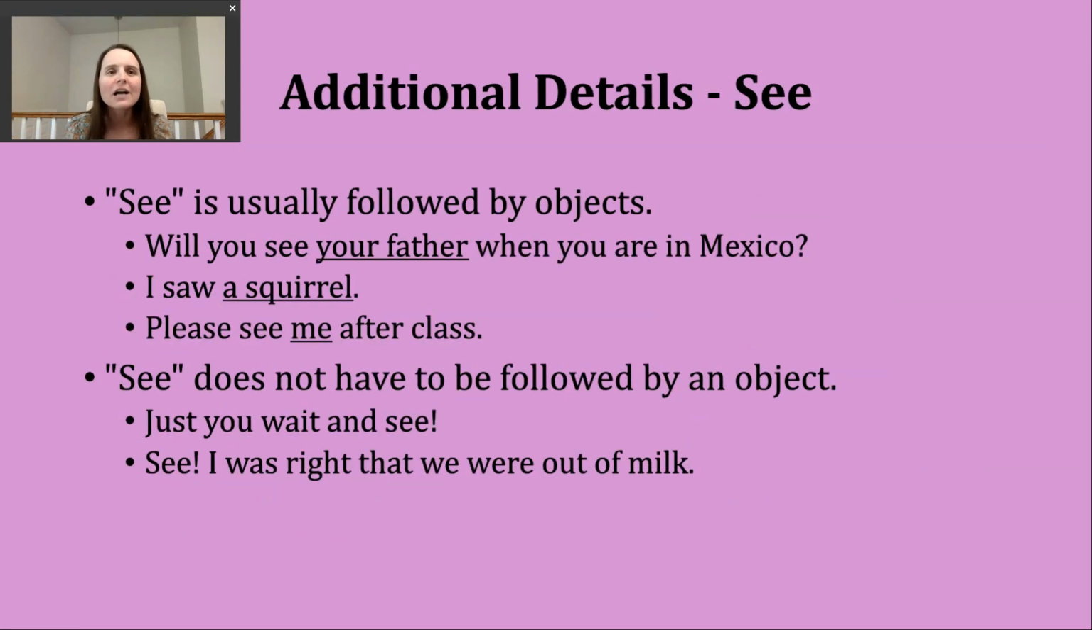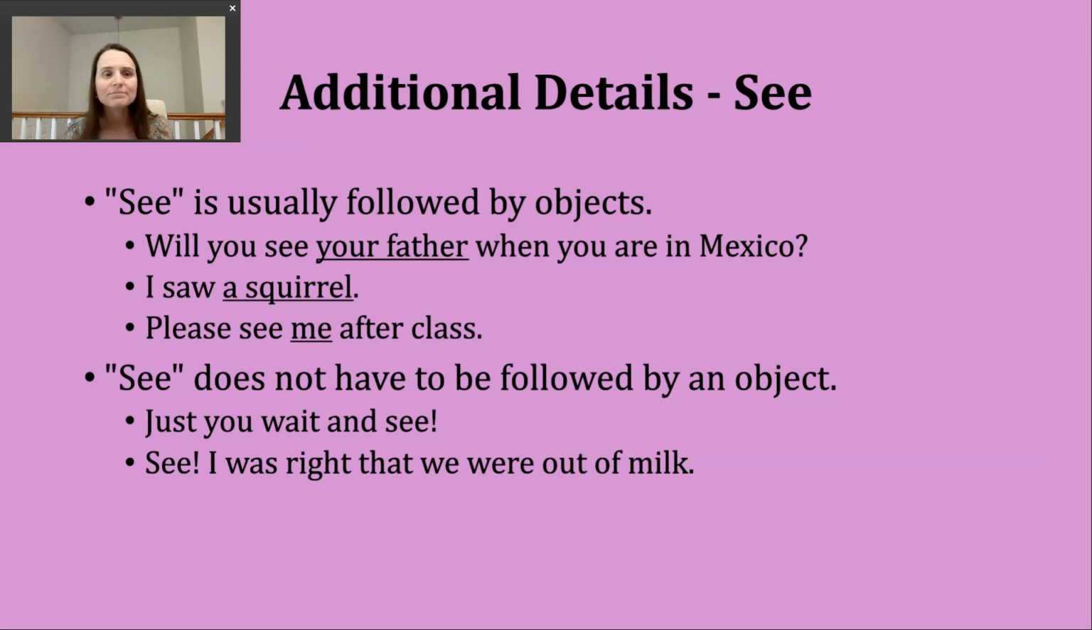So now let's talk in a little more specific detail about the verb see. One thing to pay attention to is that many times as people use see, either as they're writing or speaking, what you're going to hear after that verb is an object. I've got a couple examples of this. And you can see I'm using all kinds of different verb tenses. So here, will you see your father when you are in Mexico? So your father is the object.